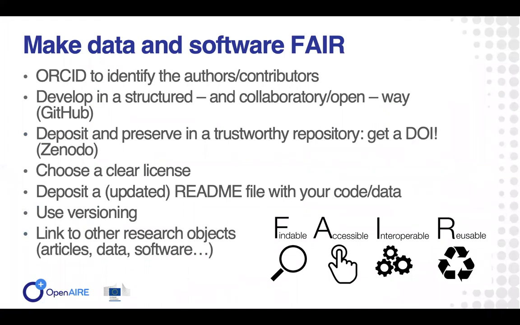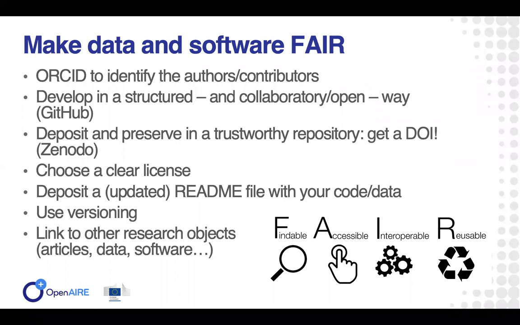You can make your data and your software FAIR. We have seen that there are some specific technical specifications that can help us in making our data FAIR. Our software can be made FAIR as well. So use ORCID to identify the authors or the contributors, because this will make them findable. Try to develop in a structured, collaborative and open way. And this is where GitHub helps you.